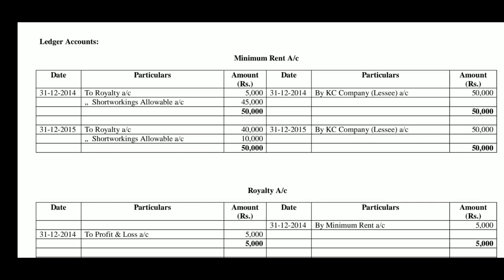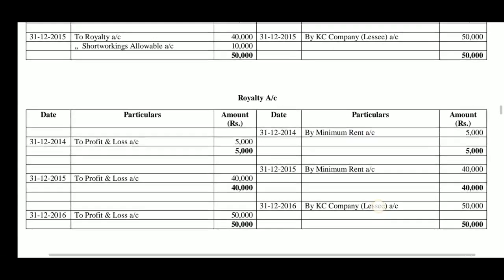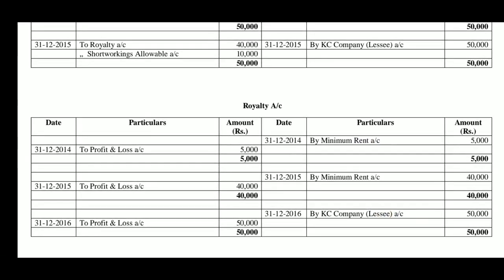since royalty is either equal to minimum rent or more than minimum rent, therefore, there is no question of minimum rent account in those years. Minimum rent account appears only for the first 2 years, that is, when minimum rent is more than the actual royalty, then only minimum rent account appears either in the books of lessee or in the books of lessor. Now, let us examine royalty account.